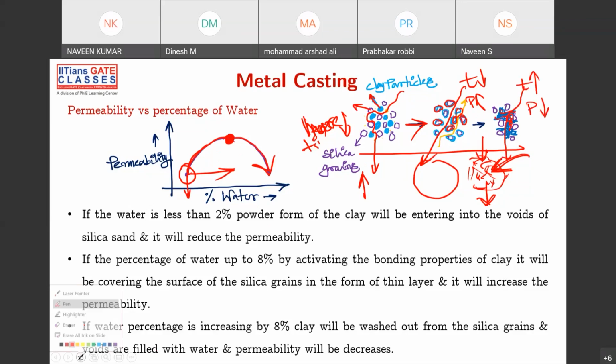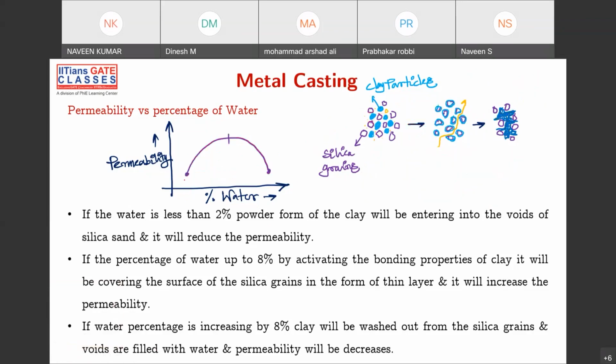So that is the reason why, if you have a small amount of water percentage, permeability is less. Then when it is increasing, the clay particles get attached to the silica grains. Because of that, more space is created, so air passes easily, time is less, and permeability is more. After a further increase of water, the space is filled with water. Again the time for air to pass increases, hence the permeability comes down.